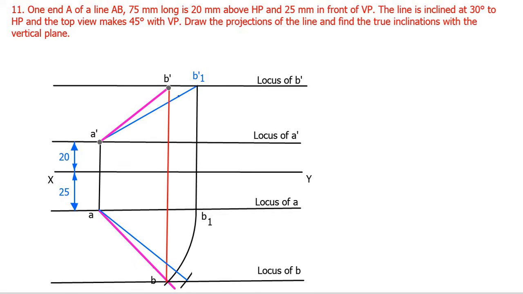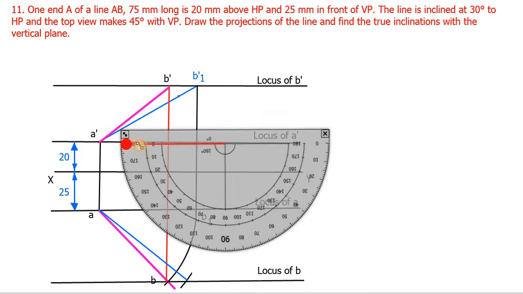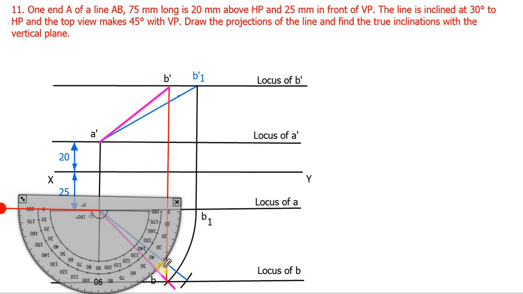So this is front view and this is top view. This is the true length line with HP inclination, and this is the true length line with VP inclination, that is theta and phi. So phi is our answer. You can measure. Take the protractor, keep it here. You can measure the angle. So that is almost 37. So we can write the answer here as phi equals 37.